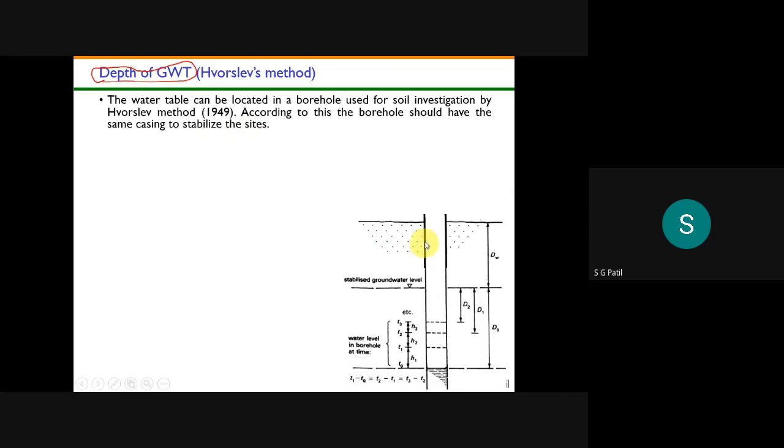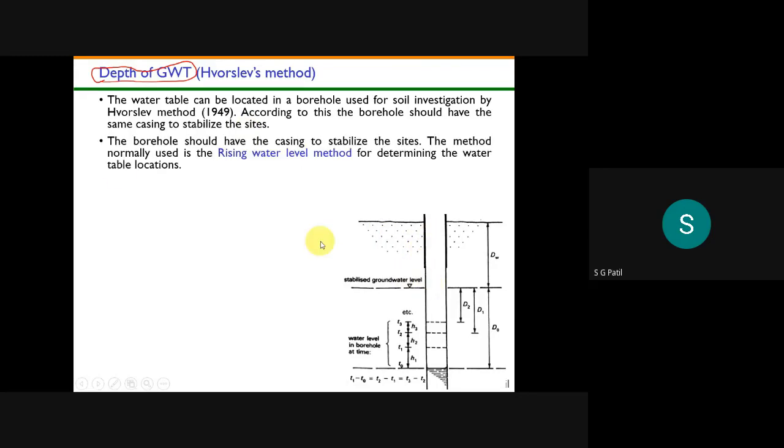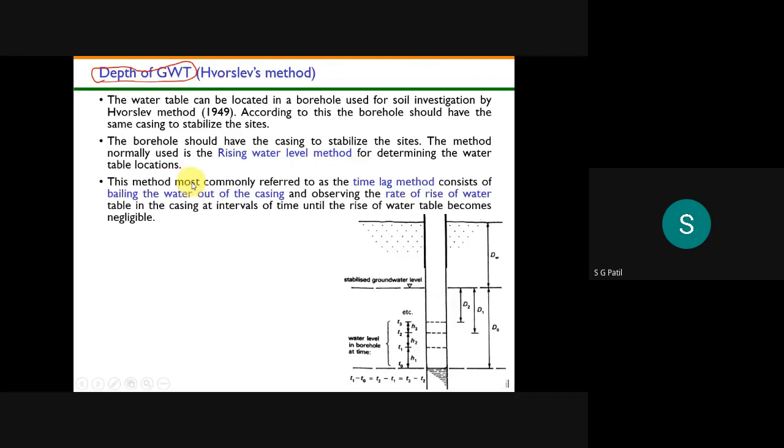So this is the casing pipe and this is the borehole. The borehole should have the casing to stabilize the site. The method normally used is the rising water level method for determining the water table location. This method, most commonly referred to as the time lag method, consists of bailing the water out of the casing and observing the rate of rise of the water table in the casing at intervals of time until the rise of the water table becomes negligible.